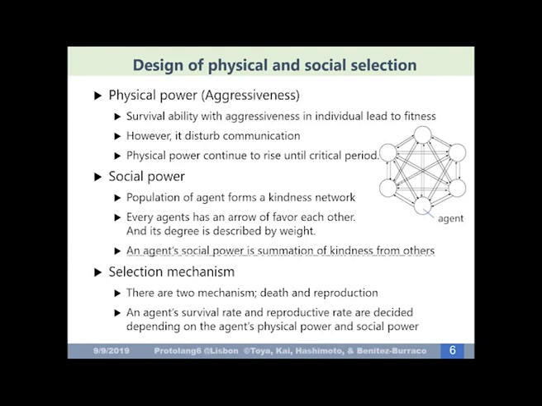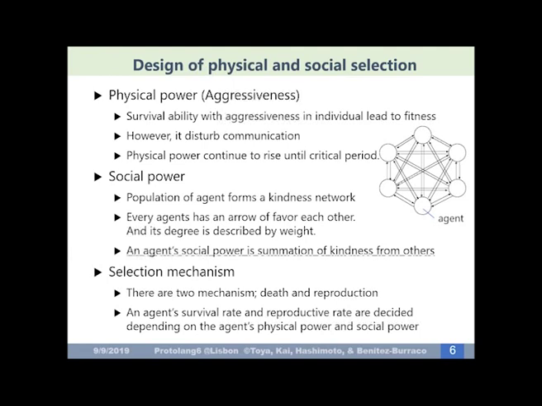And next, agents have social power. The population of agents forms a kindness network, just like this figure. Each circle is an agent. Every agent has an arrow of favor toward each other, and its degree is described by the weight of kindness. An agent's social power is the summation of kindness from others. And in this model, there are two selection mechanisms, death and reproduction. An agent's survival rate and reproductive rate are decided depending on the agent's physical power and social power.